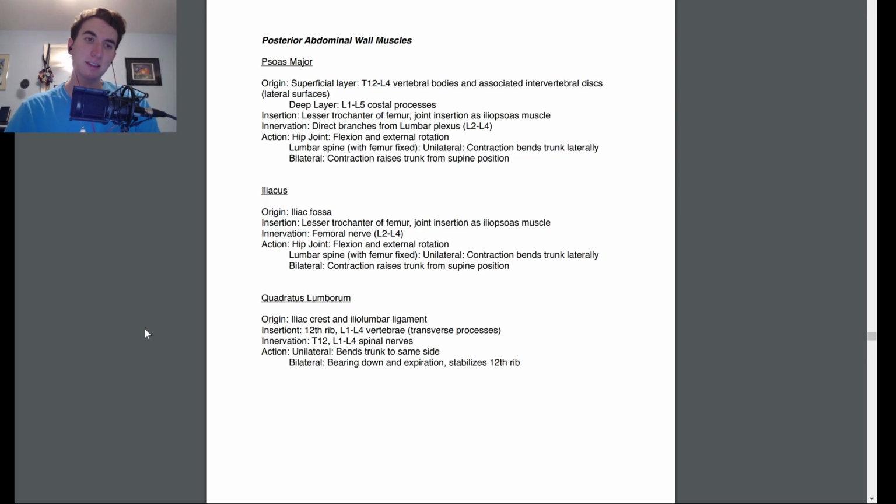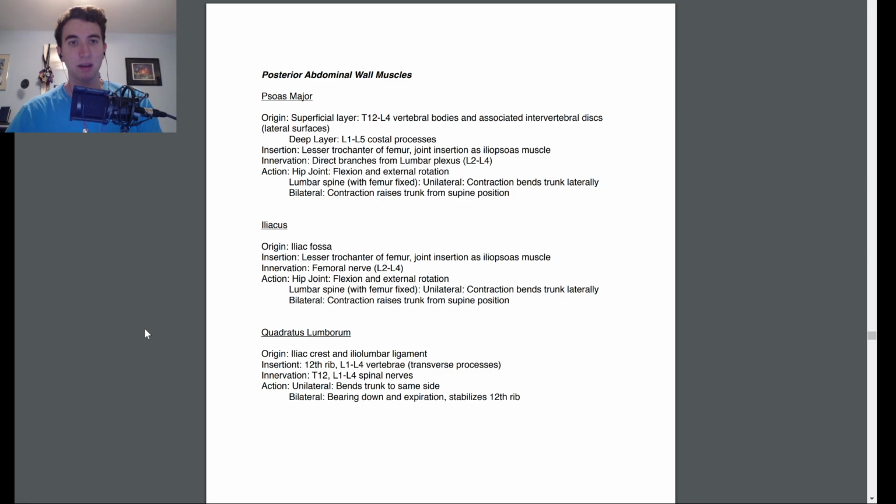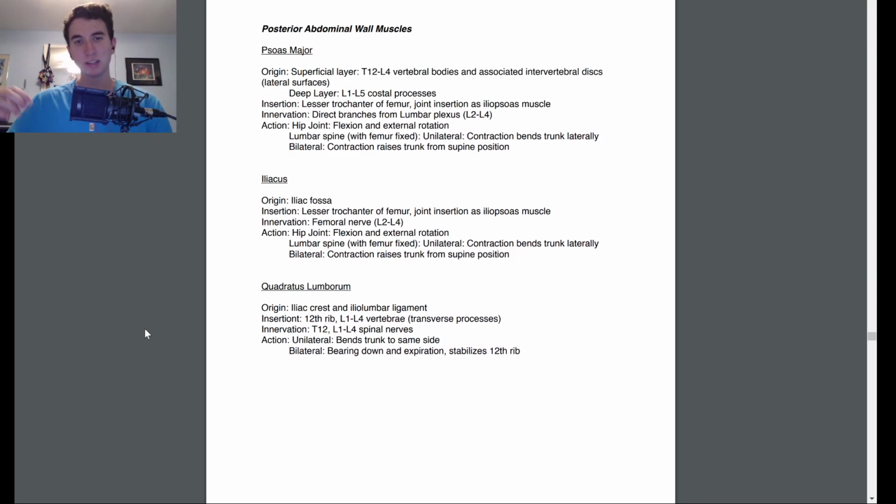Next muscle is the iliacus, which the origin is the iliac fossa. It inserts at the lesser trochanter of the femur, and joint insertion as iliopsoas muscle. Innervation is caused by the femoral nerve coming from L2 to L4. And the actions for the hip joint is flexion and external rotation. And the lumbar spine with a fixed femur is unilateral. Contraction bends trunk laterally. And bilaterally, contraction raises trunk from supine position.